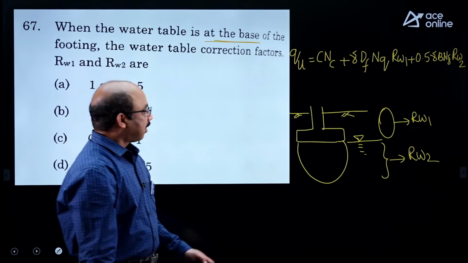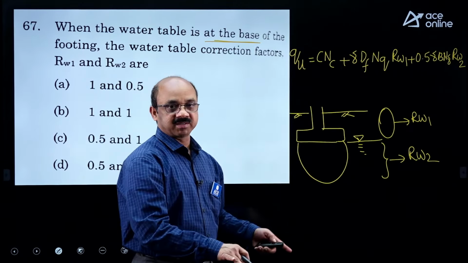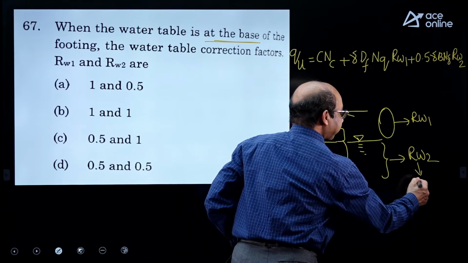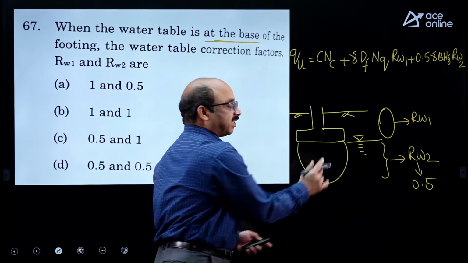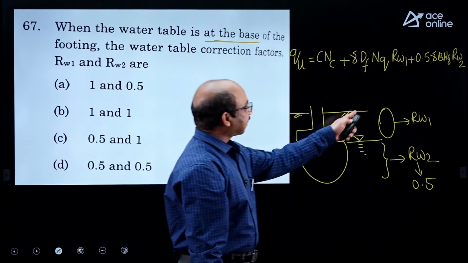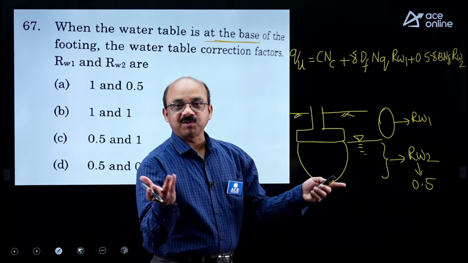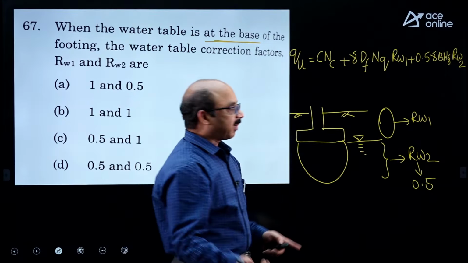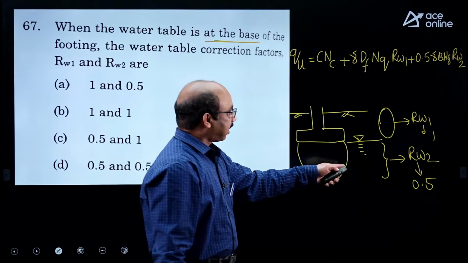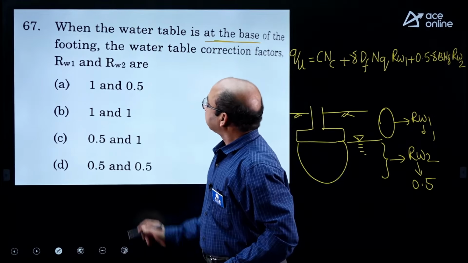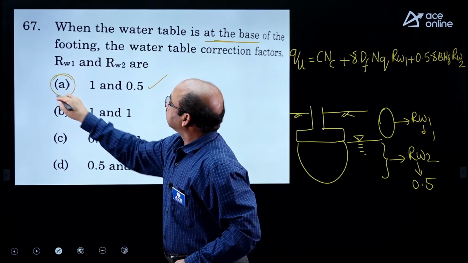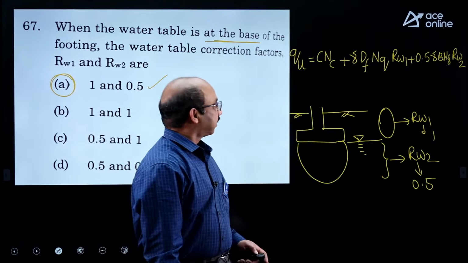So you can see here, only this wedge of the soil is under submergence. Because it is completely under submergence, RW2 value will be 0.5 because the entire wedge is under submergence. We have the maximum correction, nothing but 0.5. What about the surcharge term RW1? It has no effect of water table. No effect means this correction factor is 1. So RW1 is 1, RW2 is 0.5. So therefore, this is the answer.